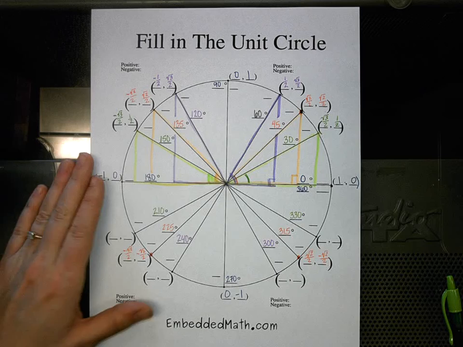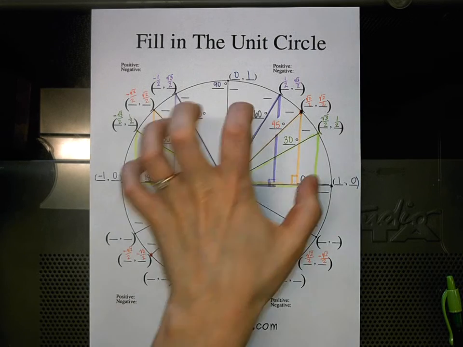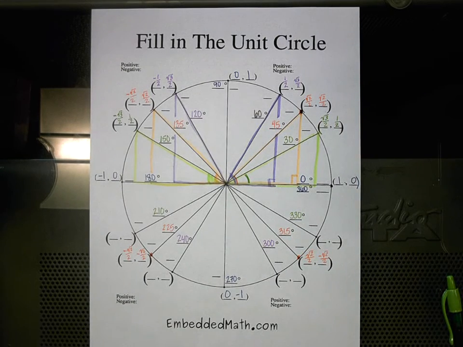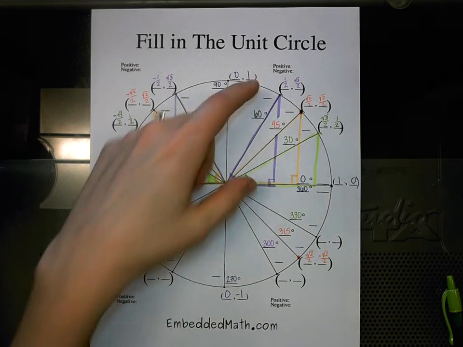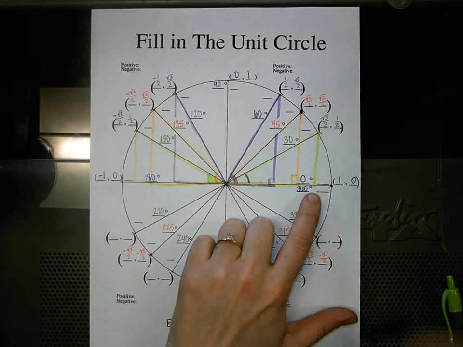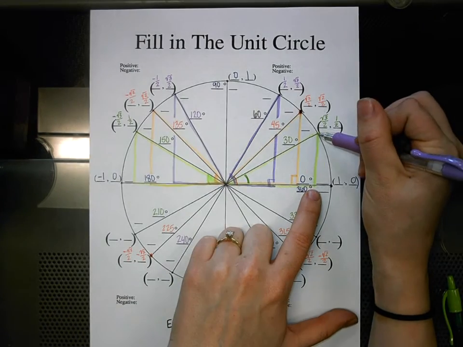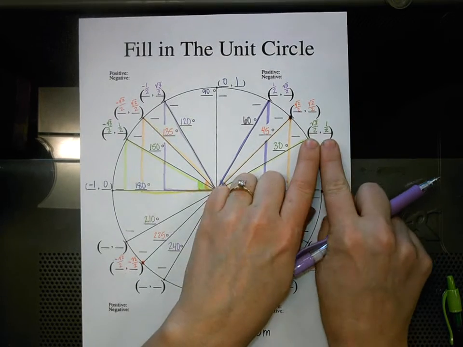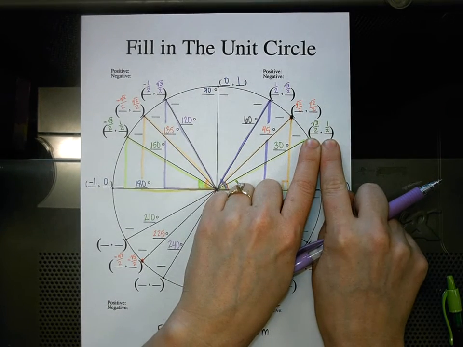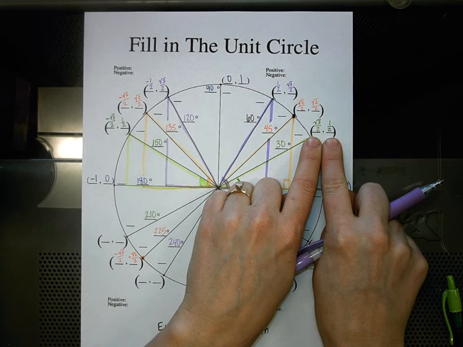Now, I'm not going to reflect the triangles every single time because we're going to start to see some of the patterns. But you do need to be careful about where you're reflecting. If your reference angle is 30 degrees, then your coordinate should be root 3 over 2, comma 1/2, and the only thing that's going to change is the positive and negatives of that value.